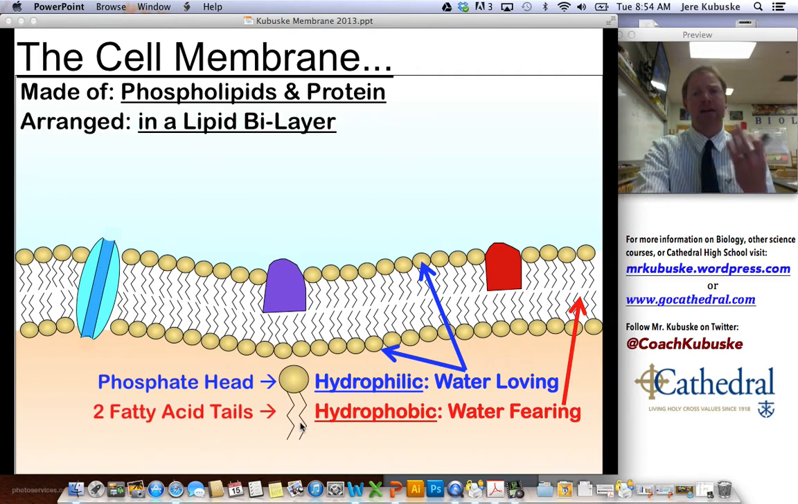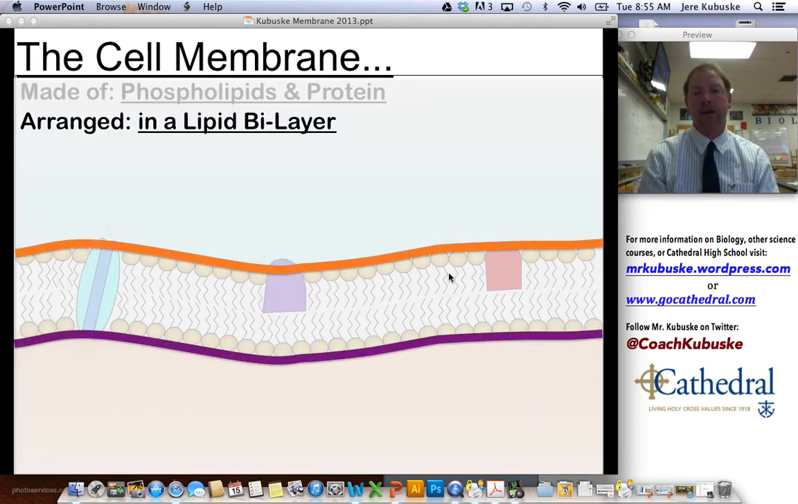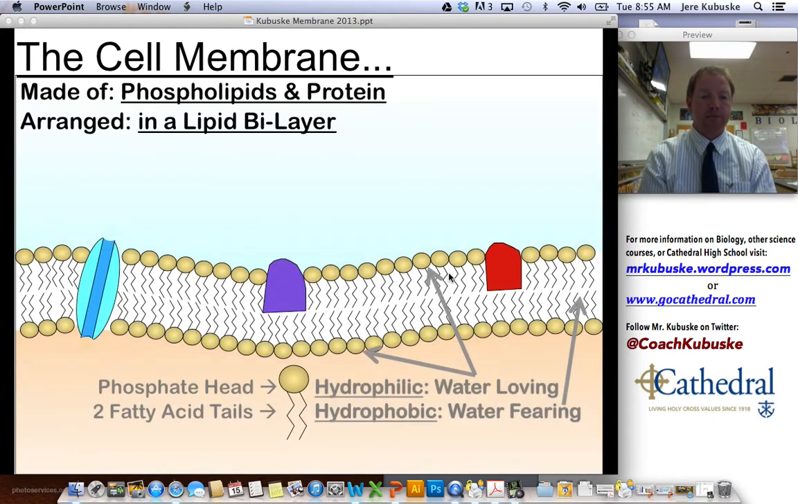Now you'll notice, like I said, there's two layers of them. That two-layer setup is called a lipid bilayer. That's just because there's two layers of those phospholipids, and you'll notice that obviously you can see kind of the two different distinct areas of the cell membrane. Okay, the orange being pointing towards the outside and the purple pointing towards the inside.